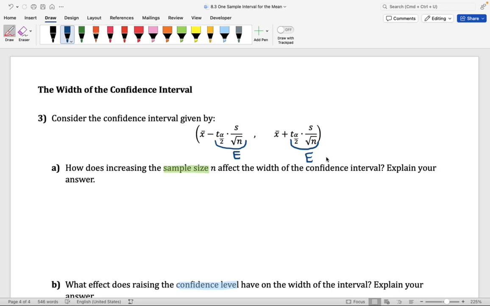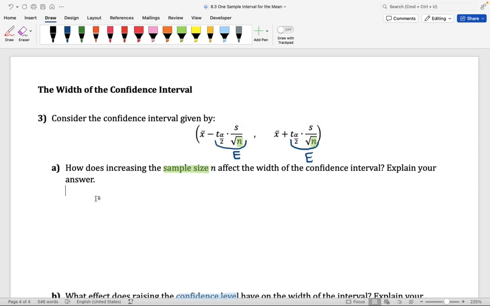Now here's the question. What if we increase the sample size n? How is that going to affect the width of the confidence interval? That is, what if we make n bigger? What would happen if we increase the value of n? If we increase the value of n, then the square root of n is going to be a bigger value. What would happen if you divide by a bigger value?